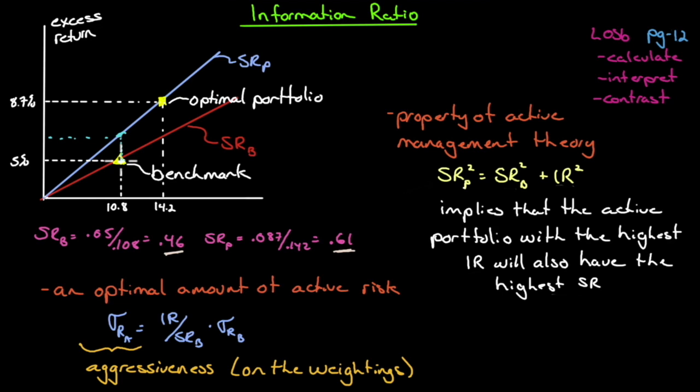Here's the problem with that. Let's look over here. This is a property of active management theory. The Sharpe ratio of the portfolio squared equals the Sharpe ratio of the benchmark squared plus the information ratio squared. This implies that the active portfolio with the highest information ratio will have the highest Sharpe ratio. And we just said if you combine cash or leverage with an active portfolio, you lower the information ratio. So doing this, combining the optimal portfolio with a certain amount of cash to meet the volatility of the benchmark isn't going to be optimal.